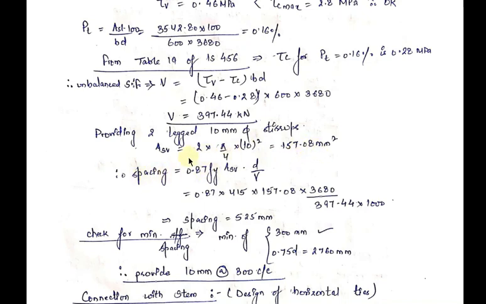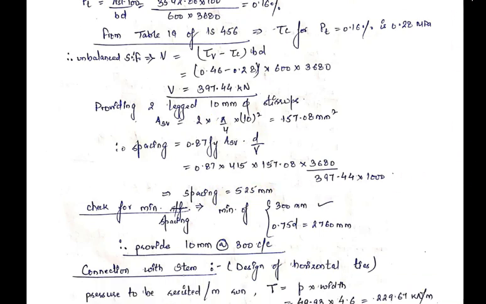So spacing can be calculated by this formula, which will come out to be 525 mm. But we have to check for the maximum spacing, that is, what is the maximum spacing that can be provided in the stirrups. As per IS 456, the maximum spacing is the minimum of these two values, that is 300 mm or 0.75 d. After calculating 0.75 d, it will come out to be 2760 mm. So the minimum of these two values is 300 mm.